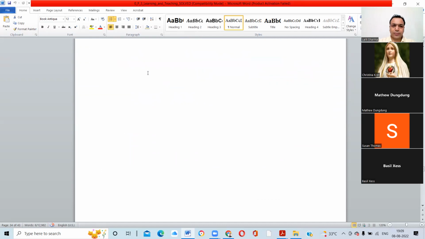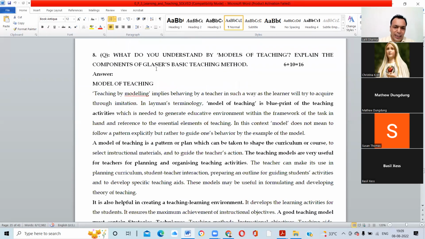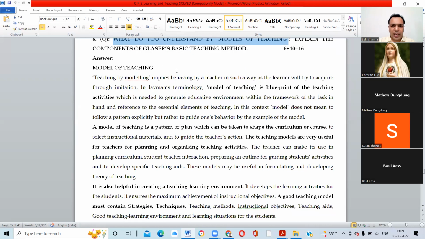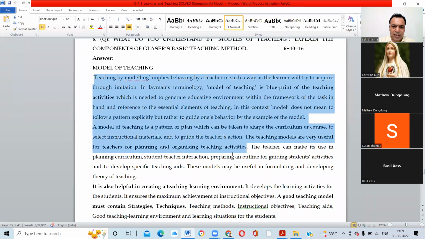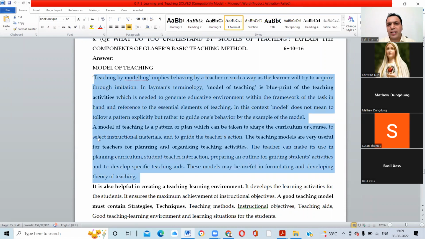Okay, for this, right? And 8th question, what do you understand by the models of teaching? Explain the components of Glaser's teaching model, right? So first, I have made a note for you, models of teaching. Already we have discussed in the class also. What is a model of teaching? Model of teaching basically is a blueprint of teaching activities. What the teacher has to do. And basically, it is a pattern or a plan which can be taken to shape the curriculum or course, to select instructional material and to guide the teacher's action.